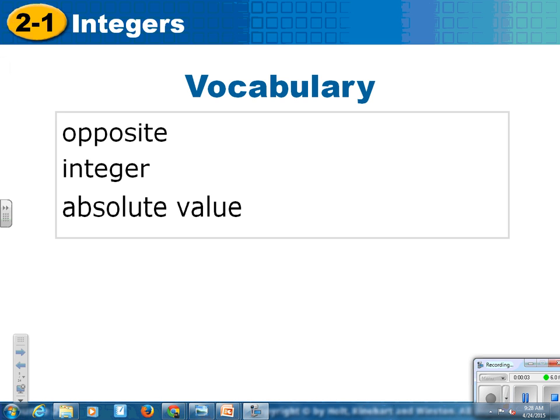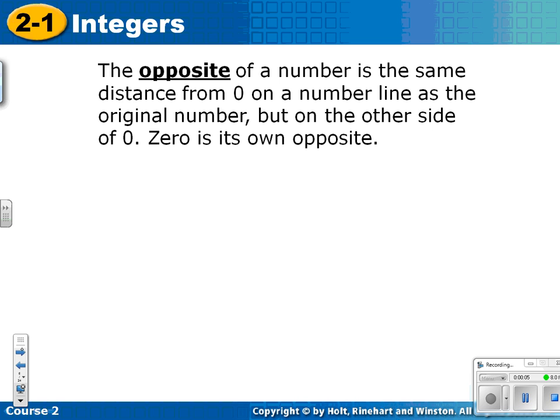Integers. You guys should be good at this. The opposite of a number is the same distance from 0 on a number line as the original number, but on the other side of 0. 0 is its own opposite.